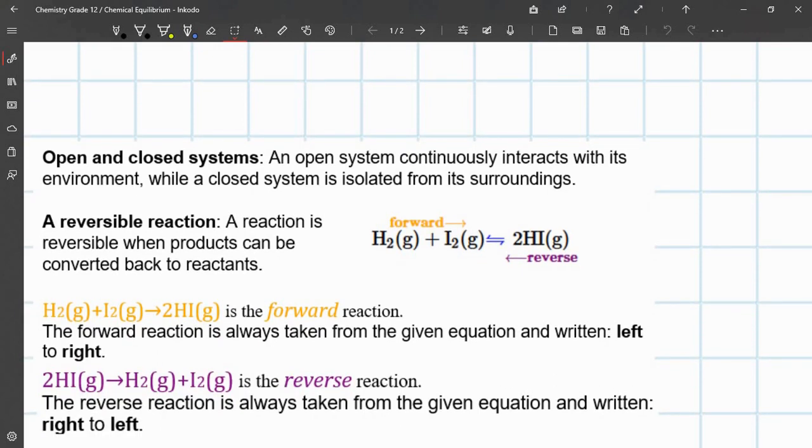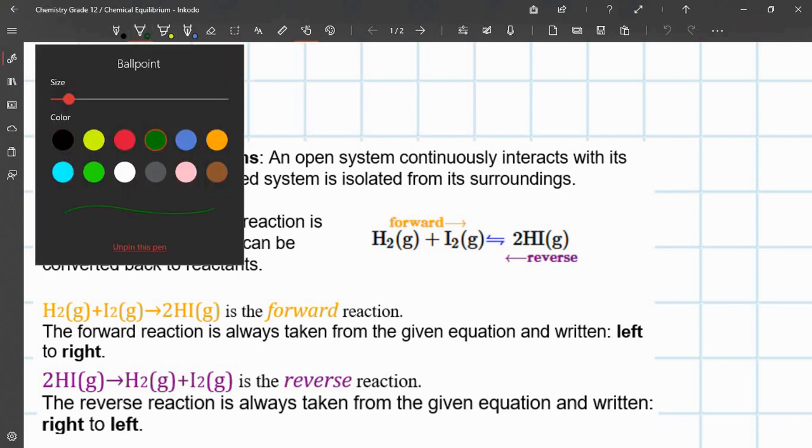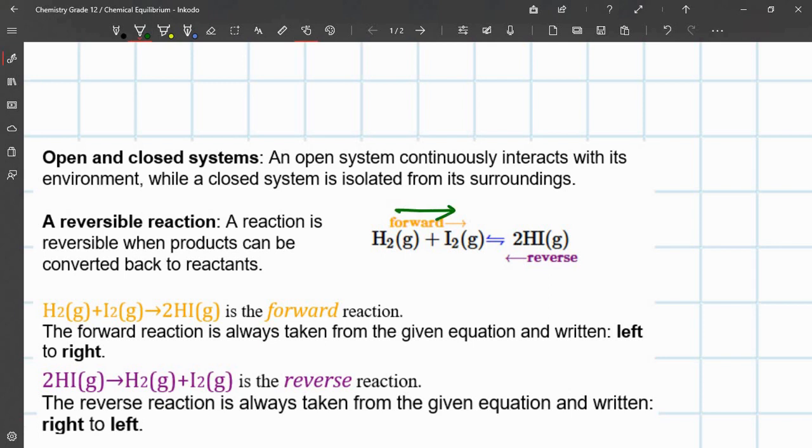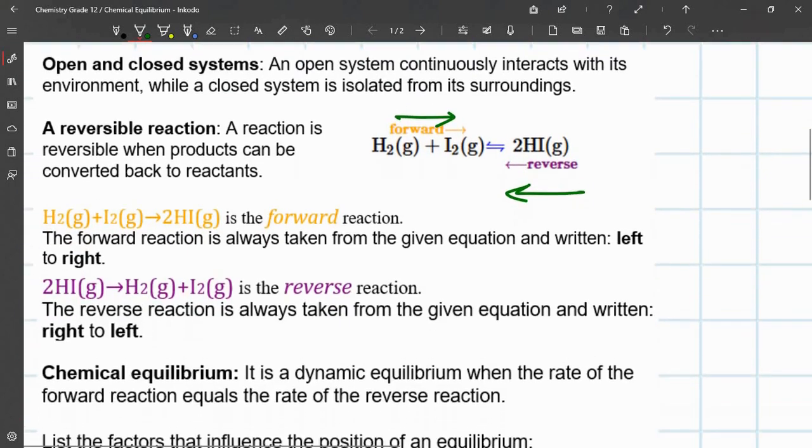So an example here is given of a reversible reaction. H2 plus I2 producing HI is the forward reaction, and it's always written from left to right, as shown here. And the reverse reaction is HI giving us H2 and I2. That's the reverse reaction. It's always taken from right to left. But it's very self-explanatory, just the definition is fine.